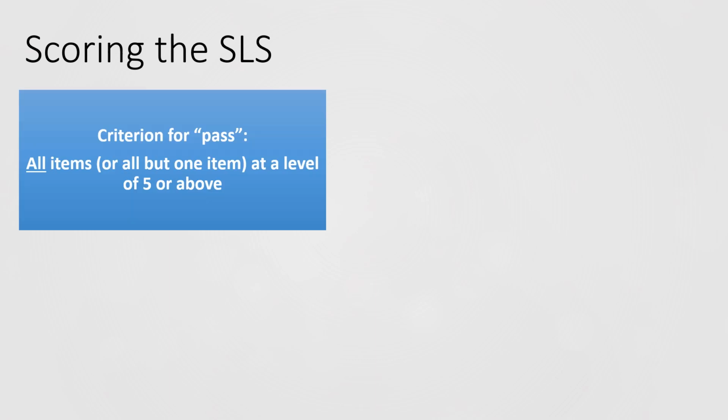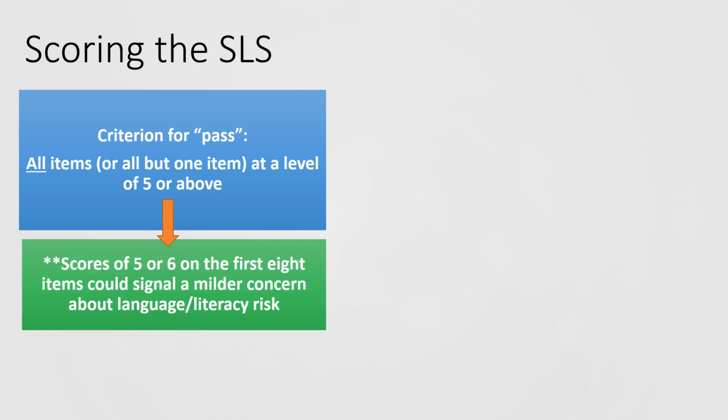So the scoring directions are often used when we're using this tool as a screener, but like I previously stated, we're not using it as a screener, but rather that purpose number 2 of gathering input about a student. So we're going to reference these cut scores as our criterion. So the criterion for pass would be that all items, or all but one, are at a level of 5 or above. Something to note though is that if a child scores a 5 or a 6 on the first 8 items, it still could signal a milder concern about language and literacy difficulties. So it doesn't mean that they're good to go, and there still could be some concerns, but maybe not significant enough to be identified with a disability.